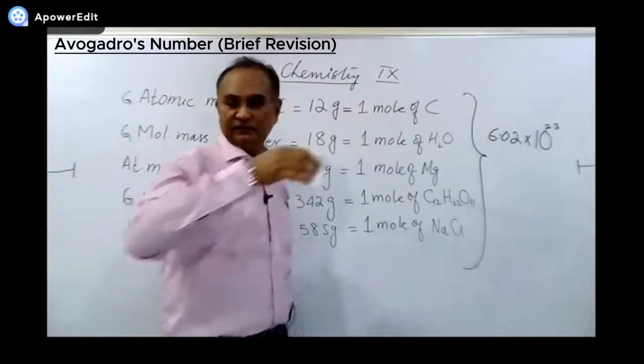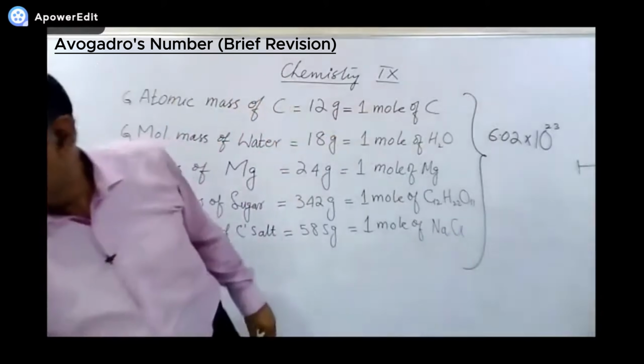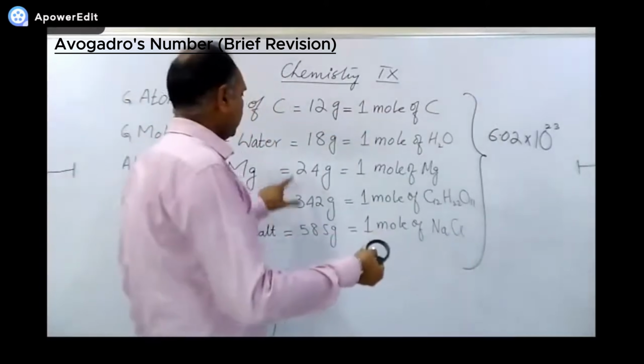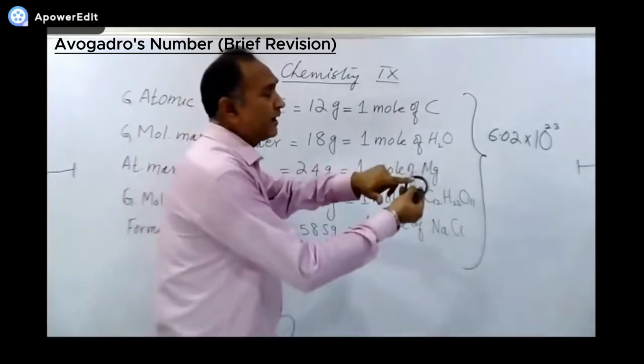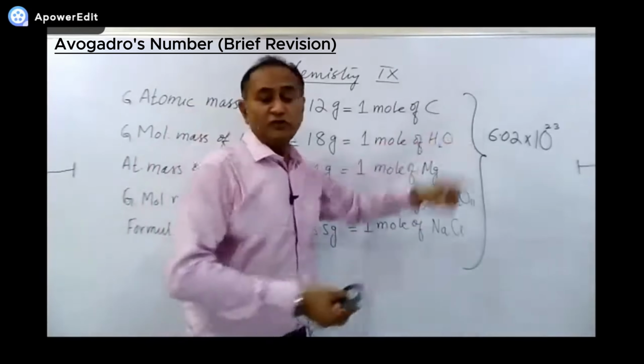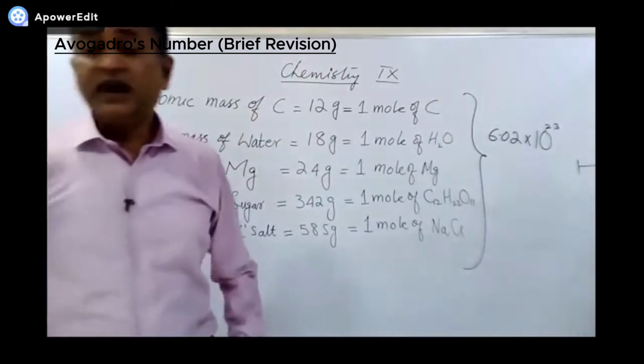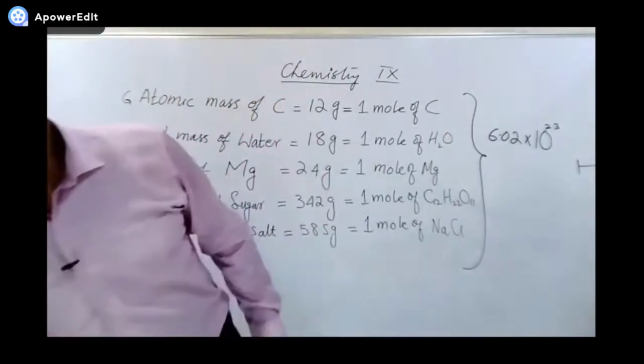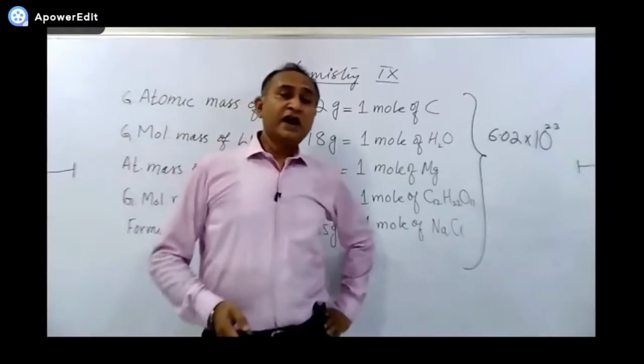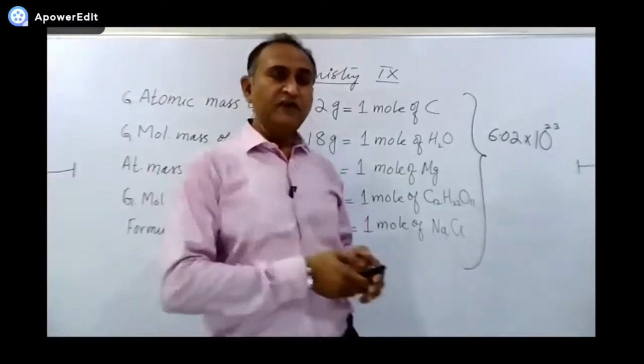Sodium chloride, 24 gram, 1 mole. It contains how many atoms of magnesium? 6.02 into 10 to the power 23. So what was the definition of Avogadro number? What was the definition?